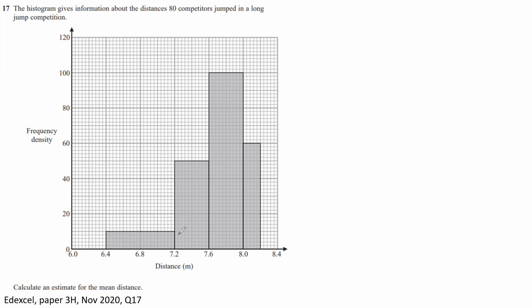So in order to tackle this question, we need to start by working out how many competitors are in each of these bars, and then use that to work out what the average is. If we take this bar here, the frequency density is 10, and the distance is 7.2 take away 6.4, which is 0.8 meters. If we multiply those together, we get an answer of 8. So there are 8 competitors in this distance category between 6.4 and 7.2.